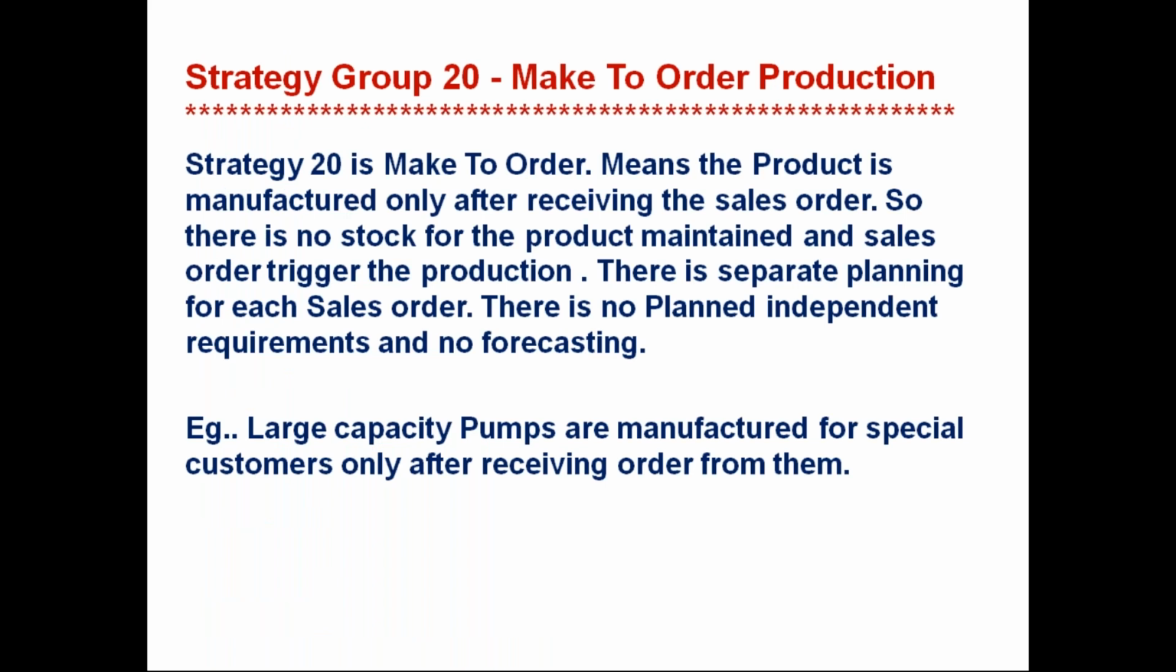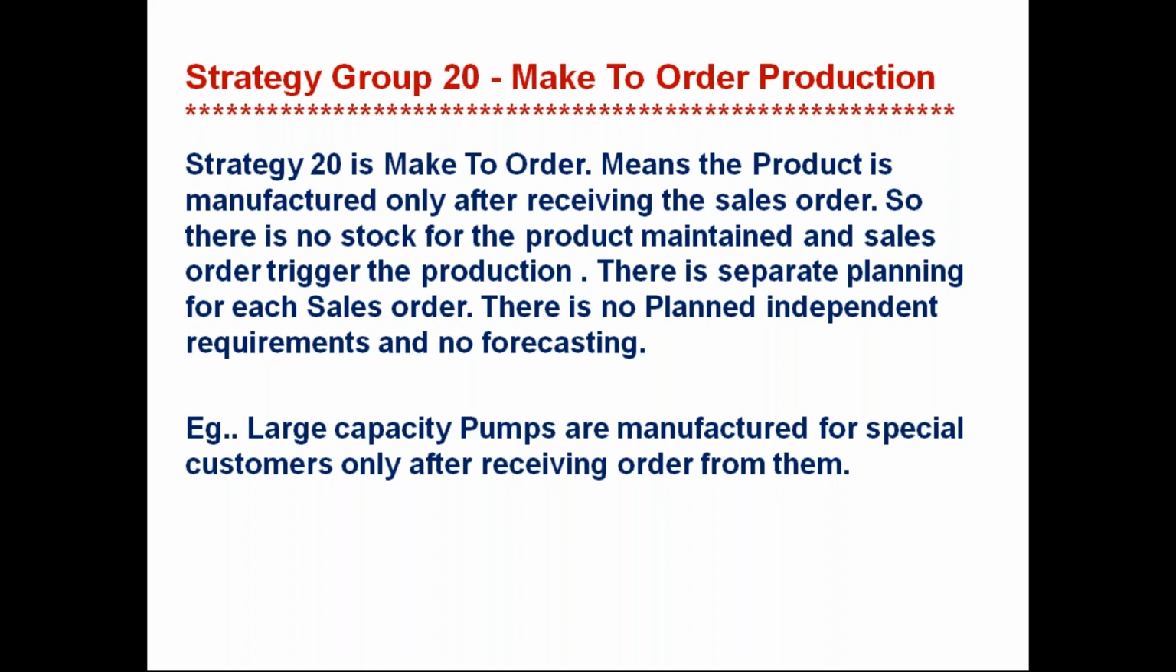Very clear. Fine. So in this case, what happened? The business does not depend upon the sales order. Customer requirement does not have any effect on our production. Now the next business process we go to is strategy group 20, make to order production process.